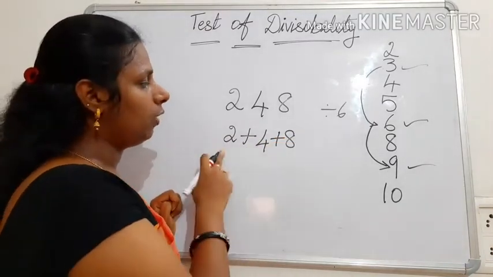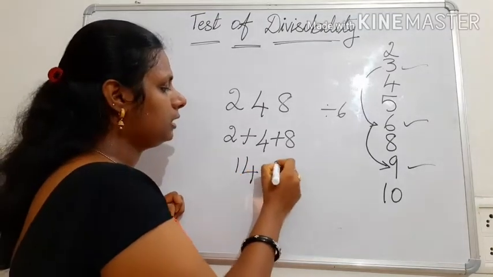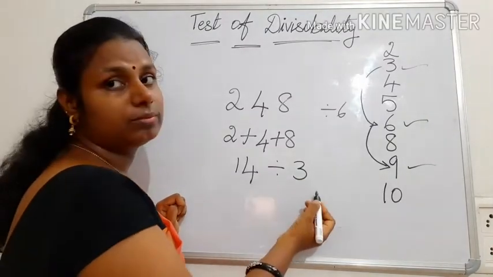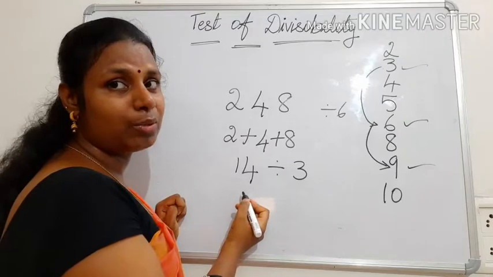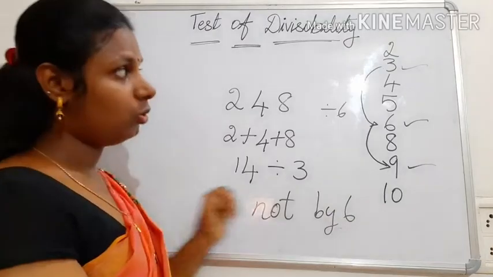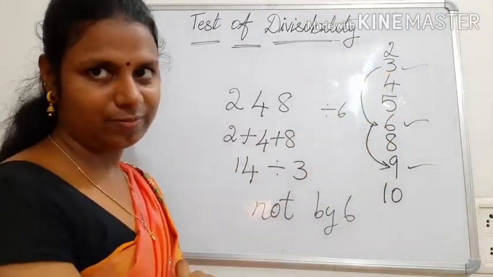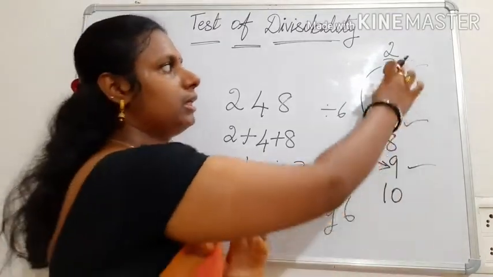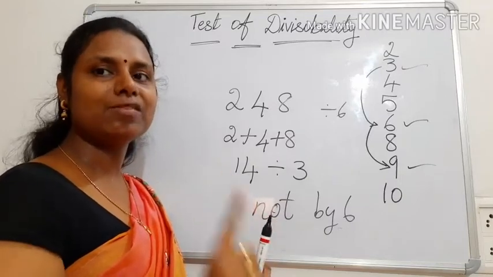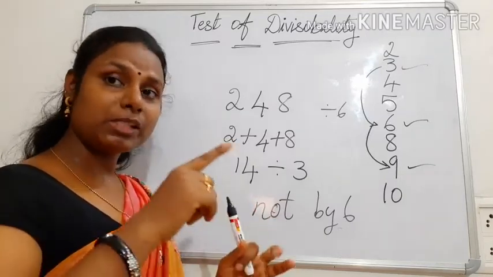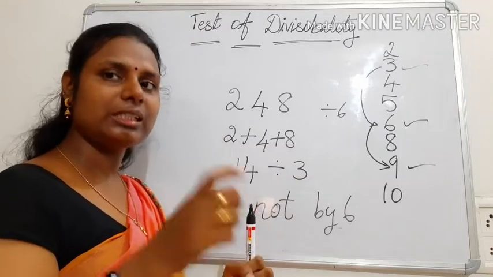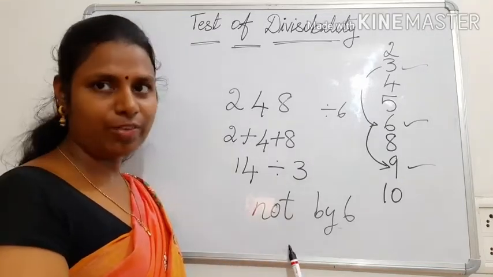What is the sum? 12, 12 plus 2, 14. We have to check whether this 14 is divisible by 3 or not. Okay, it doesn't come in the table of 3. So this is not divisible by 6. Okay, so 3, 6, 9: more or less the same method. 3 and 9 exactly the same method, but for 6 we first have to find whether that is an even number or not. It must be even, and second we take the sum of the digits, then divide by 3.